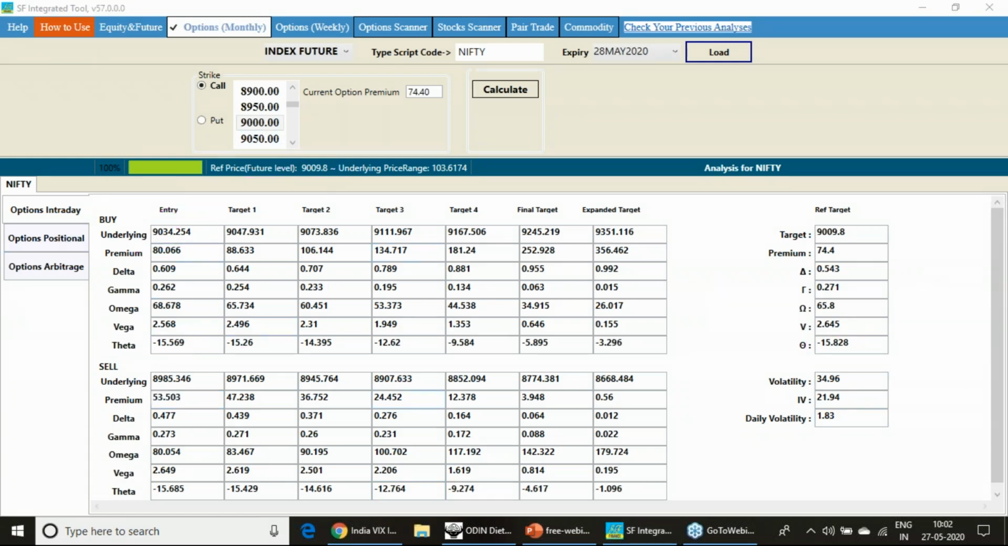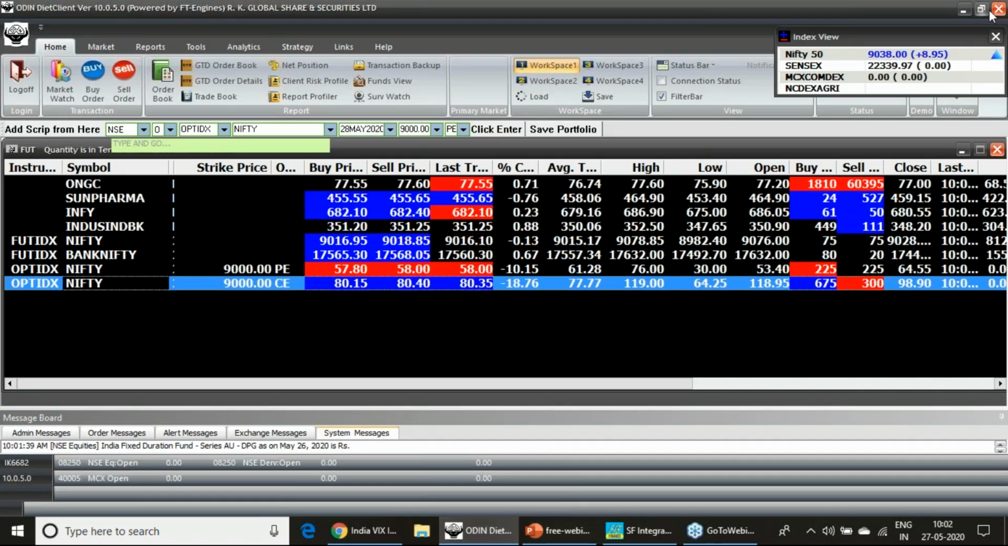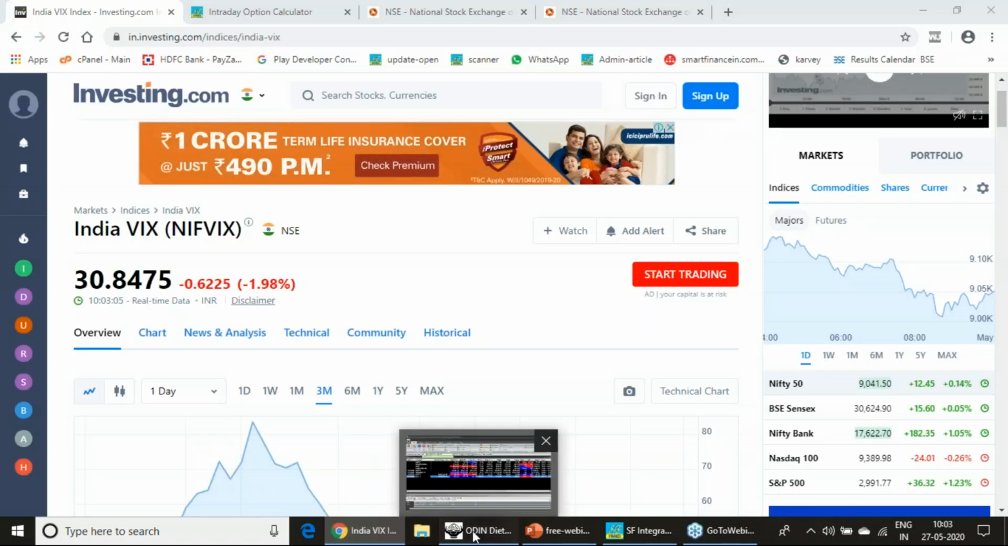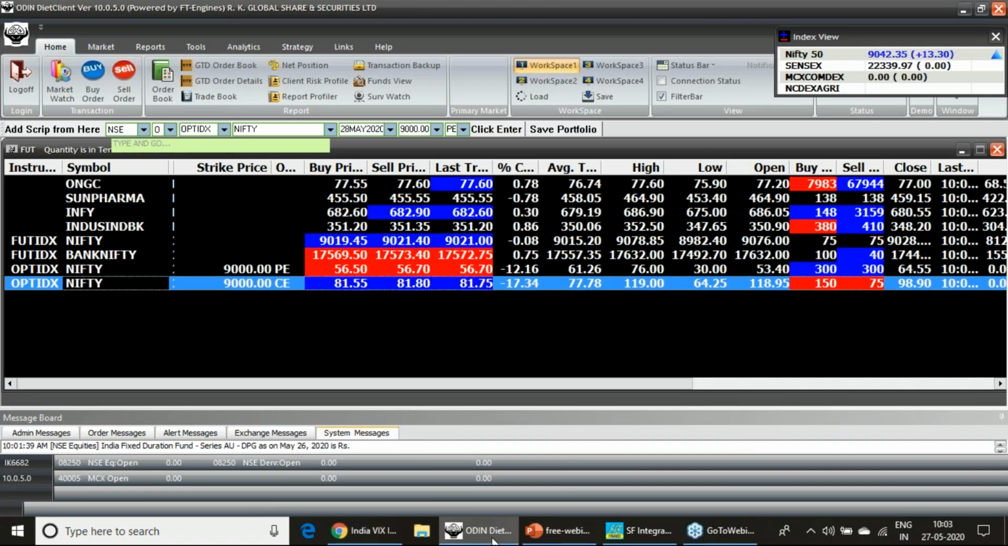This calculator, specifically for intraday and positional arbitrage, is using the future price. Reference future levels are being used, not the spot price. So now it has come to 80 rupees. However, the future is at 9019. So just record this trade. 80 rupees if you are buying, 54 rupees stop loss, and VIX is also favorable. VIX has fallen down. It's a favorable trade. Just have a look.